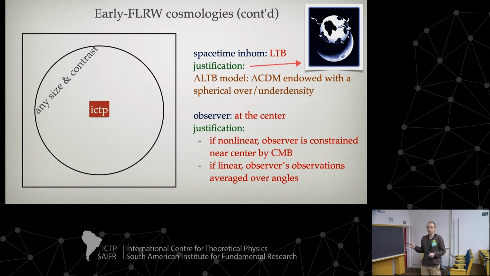Second problem is the observer, and you're correct. If you're at the center, it's a gross violation of the Copernican principle. Indeed, these are called non-Copernican models, the so-called non-Copernican alternative to dark energy. So back in the day, people were really trying to explain away dark energy with this.